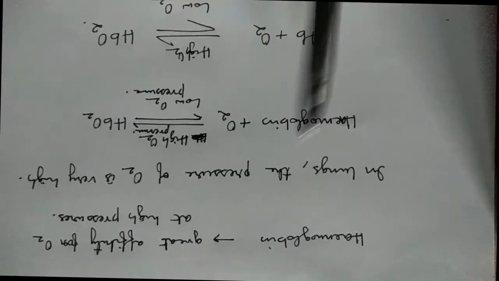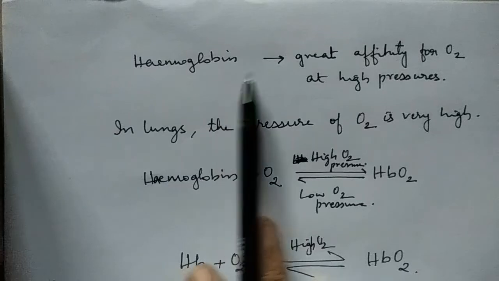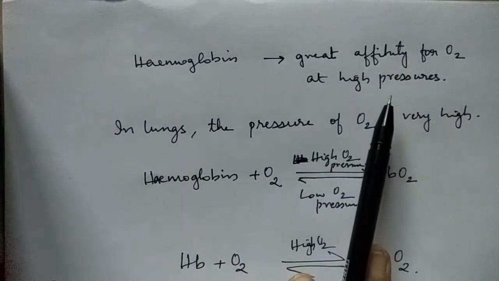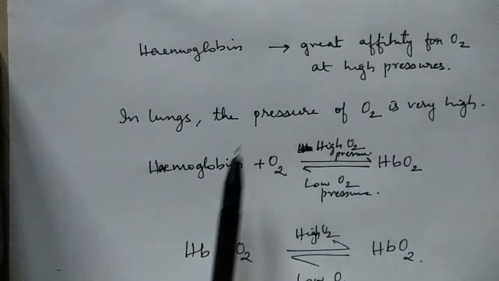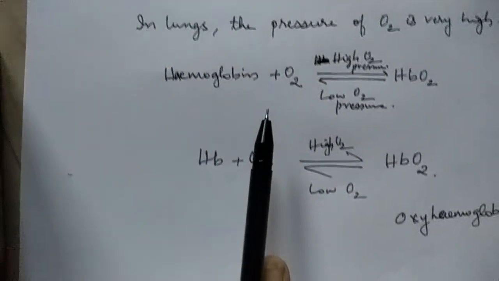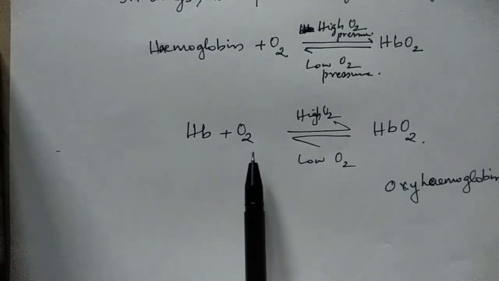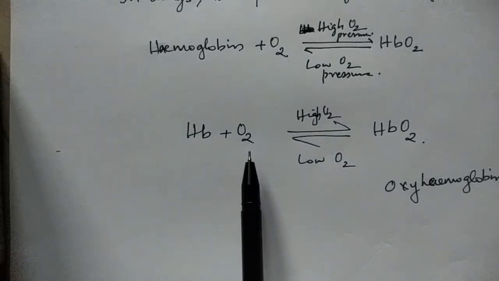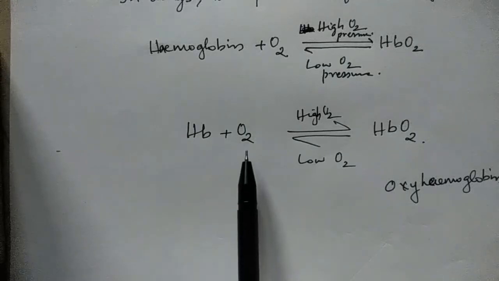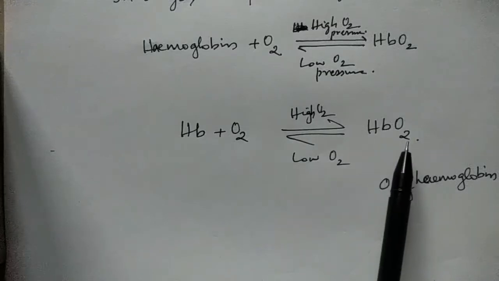Now we have hemoglobin. We'll see in detail about hemoglobin. Hemoglobin has great affinity for oxygen at high pressures. Now in the lungs, the pressure of oxygen is very high. We can say that hemoglobin can be written as hemoglobin plus oxygen. Wherever you have a high concentration of oxygen, hemoglobin will combine with that oxygen, and therefore you get oxyhemoglobin.